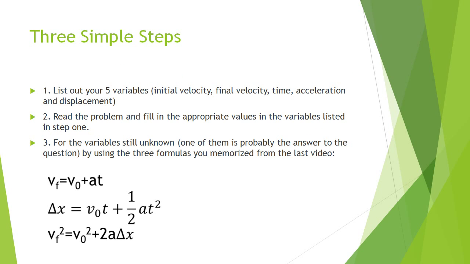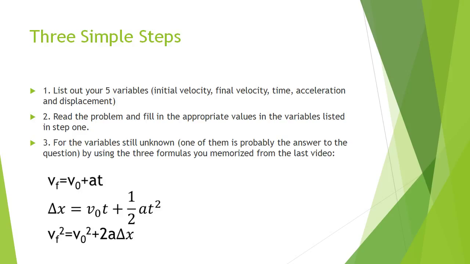So, these are the three simple steps in how to solve all kinematics problems that you would have on your test. The first step is to list out your 5 variables, which is the initial velocity, the final velocity, time, acceleration, and displacement. Then you go read the problem and fill in the appropriate values in the variables that you have just listed in step 1. And then put a question mark for the ones that you can't find on your reading.